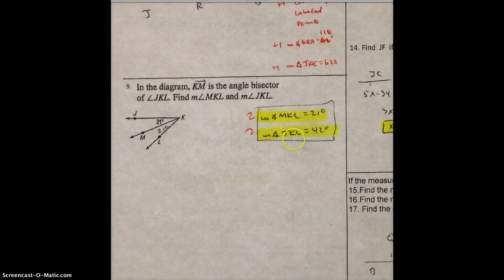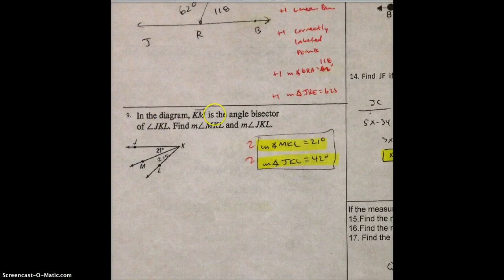Question number 9. In the diagram, KM is the angle bisector of JKL. Find the measure of MKL and the measure of angle JKL. So if you notice the angle bisector here, one thing that you can do is put on these arcs. And the arcs are essentially telling you that these two smaller angles are equal.